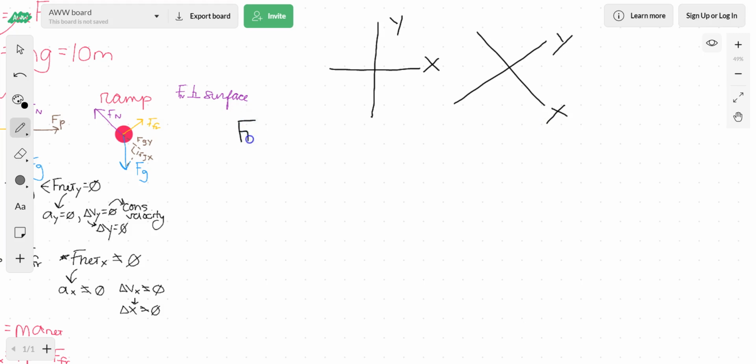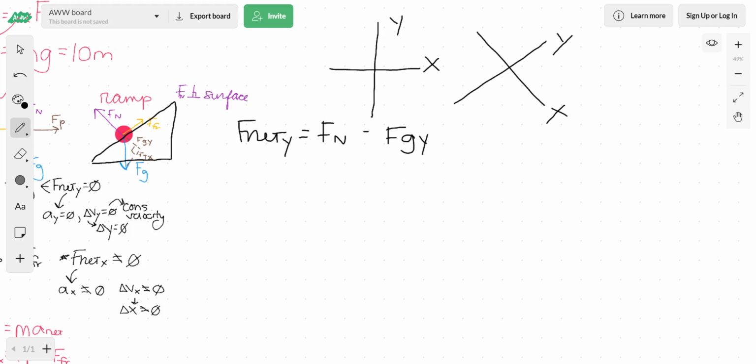So for your F net y, the two forces that you have in the y direction are your force normal and your FGY. And they're in opposite directions. Alright, so based on this, since we already talked about this, I can draw it. Our ramp here is like that. So it's moving down to the right. Right. So we have F net y, which is force normal minus force gravity.